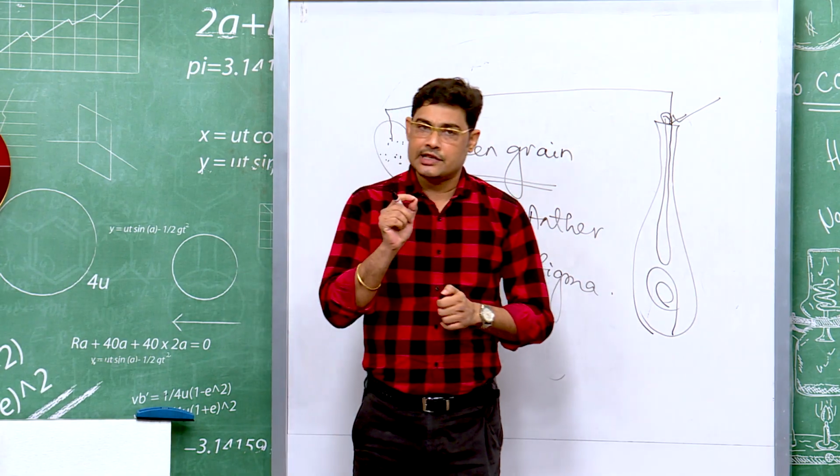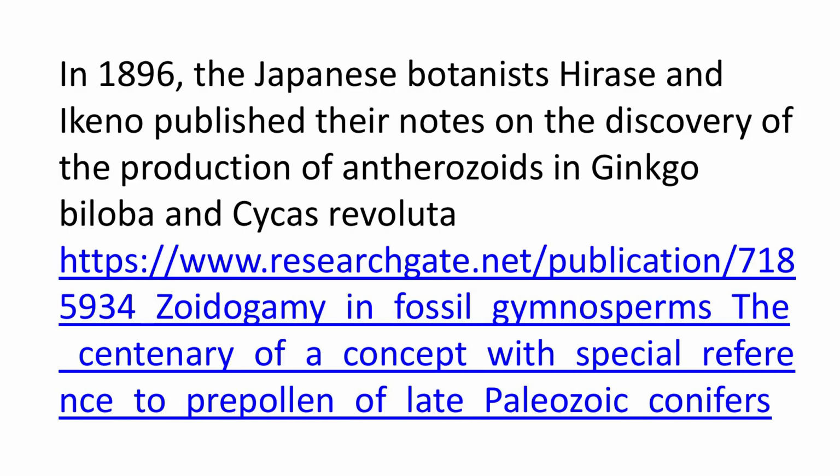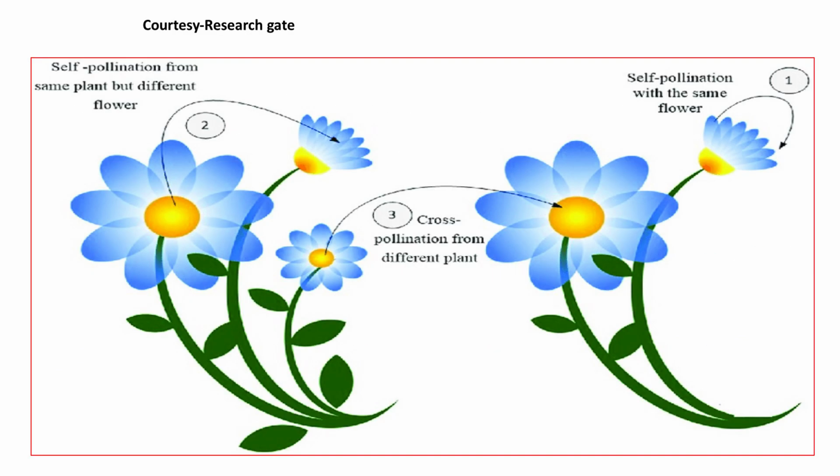Let us see another slide. So, this is about the Japanese botanist. They have also said that ginkgo and cycas are gymnospermic plants. So, in those plants they have discovered this process called zoidogamy. So, let us see this slide, self pollination and cross pollination.